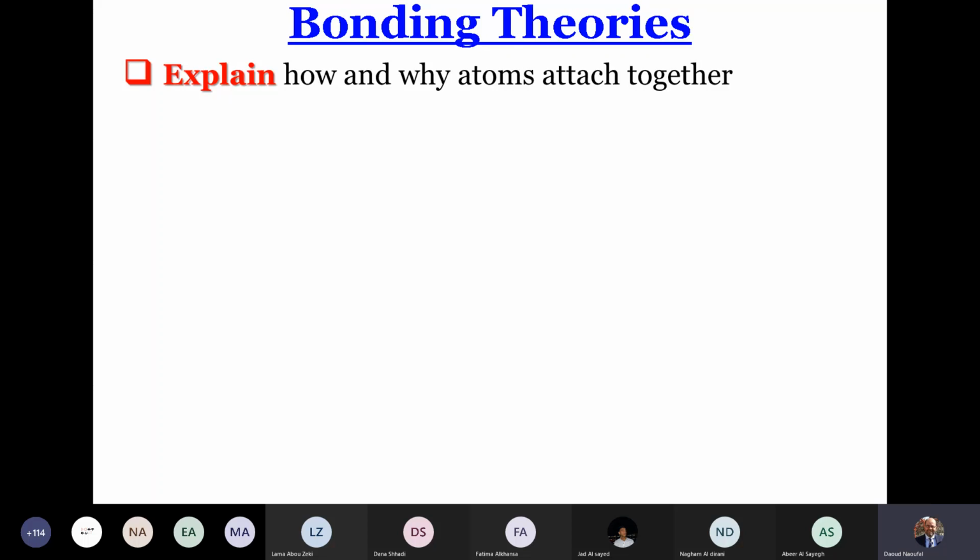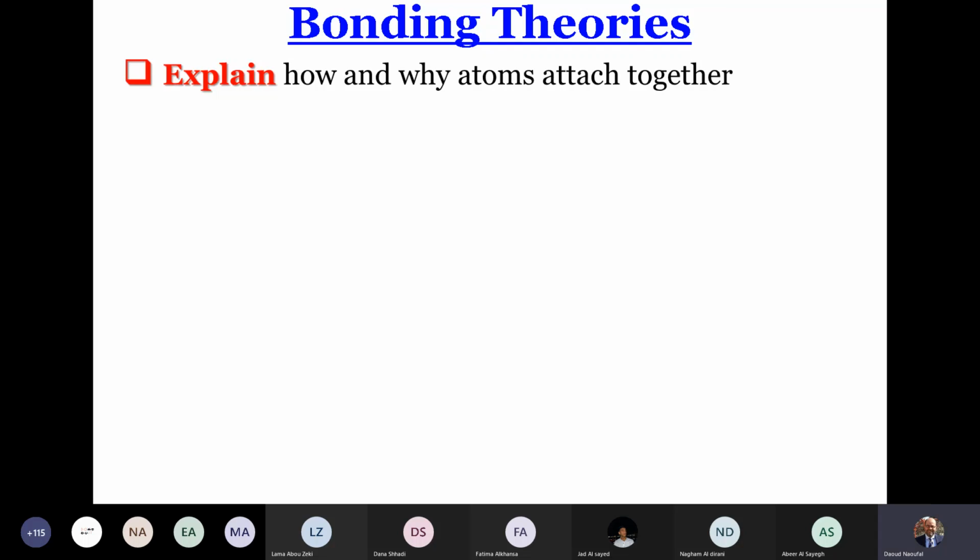So in the bonding theories, we have three types. We have LT, which is Lewis theory. Then we pass to VBT, which is the valence bond theory. Then we pass to MOT, which is the molecular orbital theory.